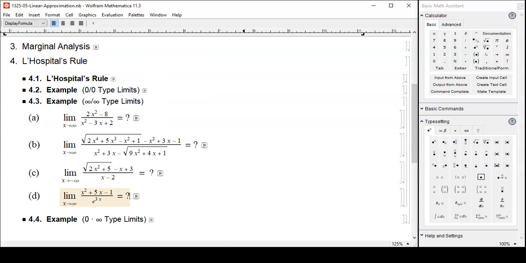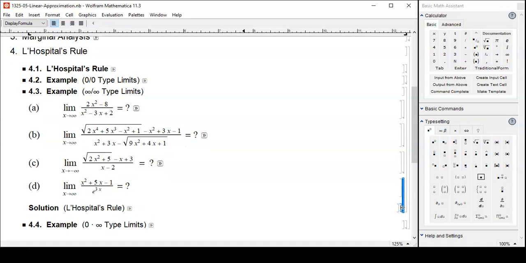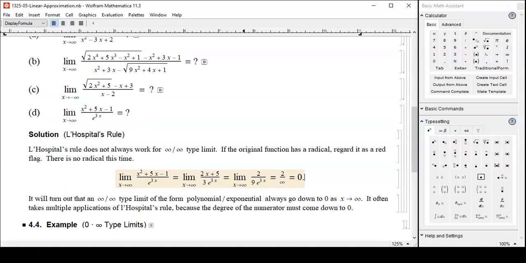But then again, in some cases, it works out okay. Now, I don't have any red flag here, no radical. So it's looking good. We have infinity over infinity. Polynomial, which will eventually disappear if you take the derivatives many times. An exponential, which will stay the same whenever you take the derivative. Indeed, this is a computation you get.